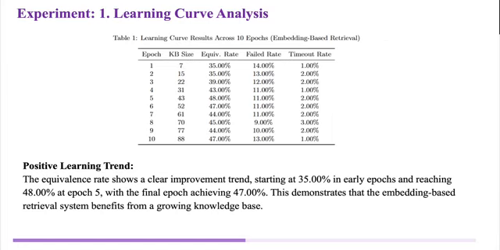So let's see the results of the first experiment. From this data, we can see a positive learning trend as the knowledge base grows. As we can see, the equivalence rate shows a clear improvement trend, starting at 35% in the early epochs and reaching 48% at epoch 5, with the final epoch achieving 47%. This demonstrates that the embedding-based retrieval system benefits from a growing knowledge base.